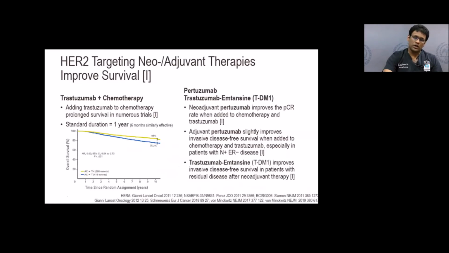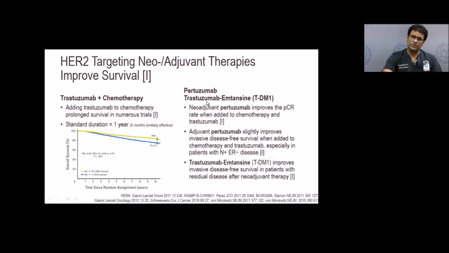Going on to early HER2 targeted therapies, we know that trastuzumab and chemotherapy significantly impacted outcome. Adding trastuzumab to chemotherapy has been shown to improve survival in multiple trials. And we also know that adding a standard duration of maintenance therapy is also effective. And now this is standard therapy.